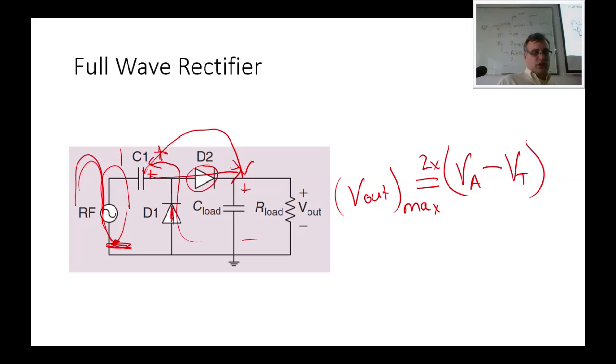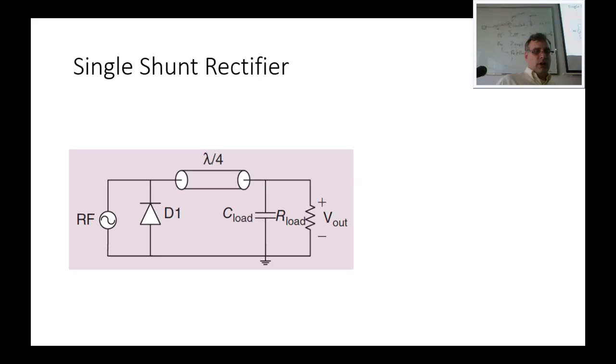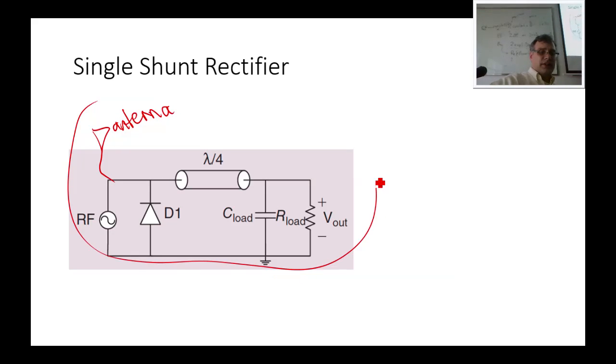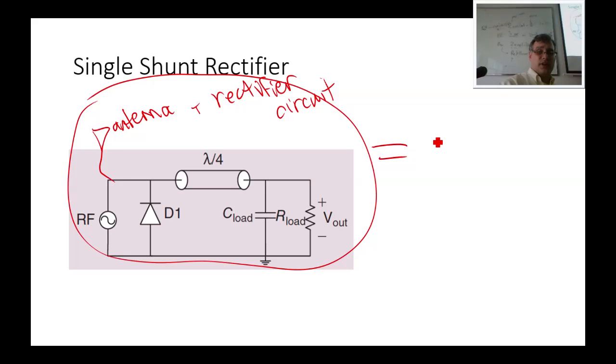Now, if you're interested, there's actually a sneaky way to build these. A full wave rectifier with just one diode. This is a structure called a single shunt rectifier. When you hook it up to an antenna, the rectifier circuit, particularly this rectifier circuit, plus the antenna, we have a special word for that in electrical engineering. We often call that the rectenna. So if you're ever reading a paper or a book on wireless power transfer, when they start talking about rectennas, they just mean the whole thing together is a circuit.